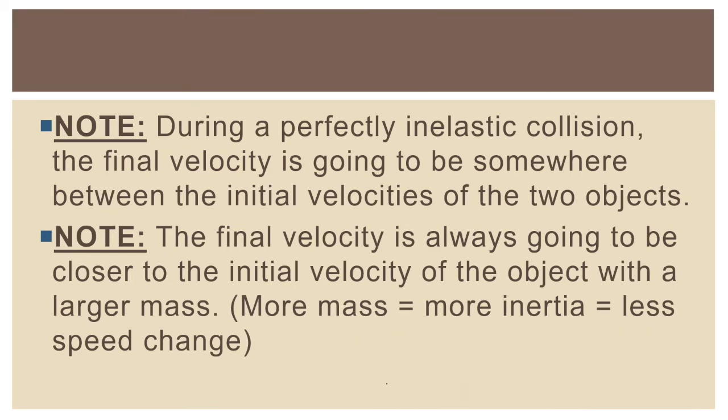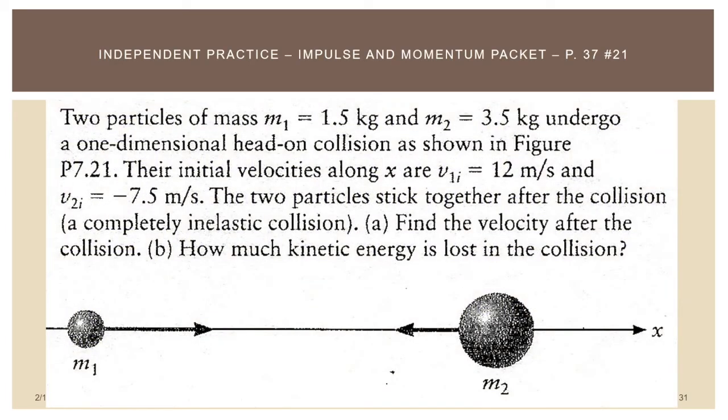All right, let's shake things up a little bit and move on to a problem that's perhaps a little more complicated. As you can see here in the top, this is in the impulse momentum packet, page 37, number 21. This problem says two particles of mass m1, 1.5 kilograms, and m2, 3.5 kilograms, undergo a one-dimensional head-on collision, as shown in the figure below. Their initial velocities along the x-axis are v1 initial, that would be this object, going to the right, notice, so the velocity is positive, is 12 meters per second. And v2 is negative 7.5 meters per second.